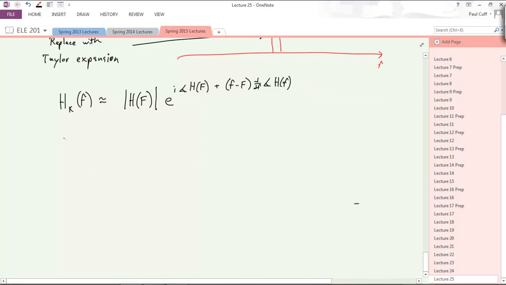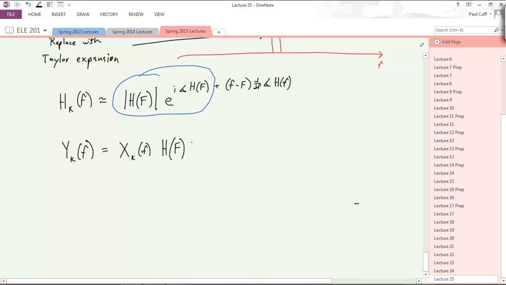Now what does that mean? It means that the part of the output that lived in that frequency band is going to be approximately the input that was in that frequency band times, if I combine these two parts together, the actual value of H of F, magnitude and phase, multiplied by e to the i times d/df of the phase. Okay.